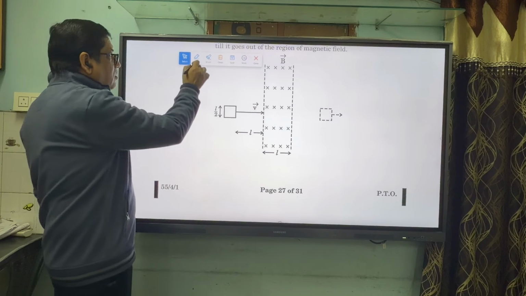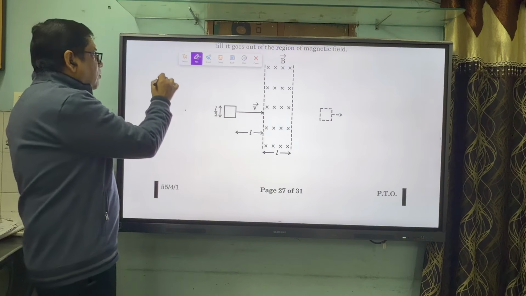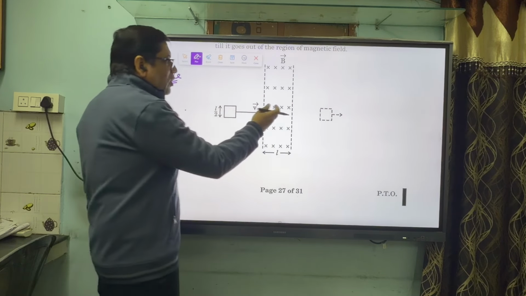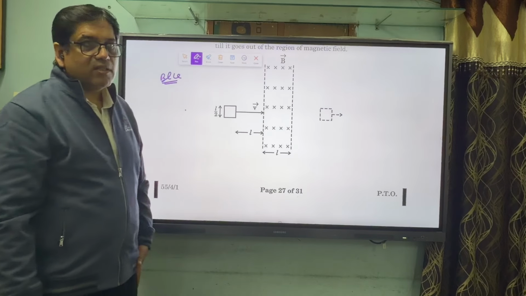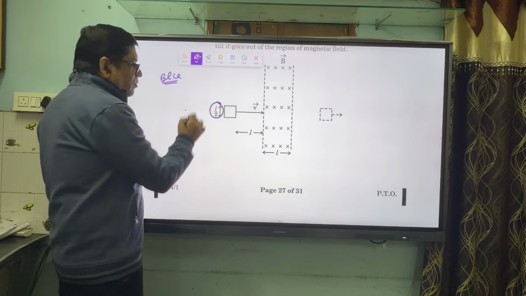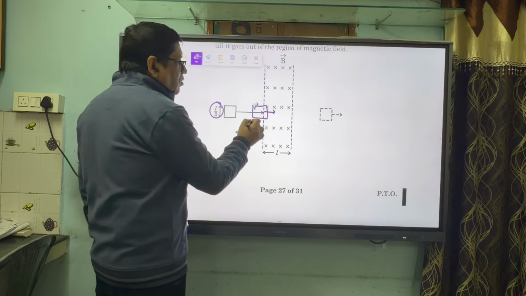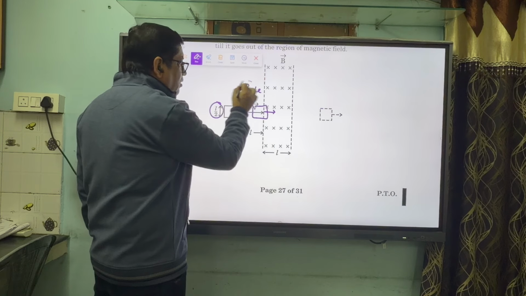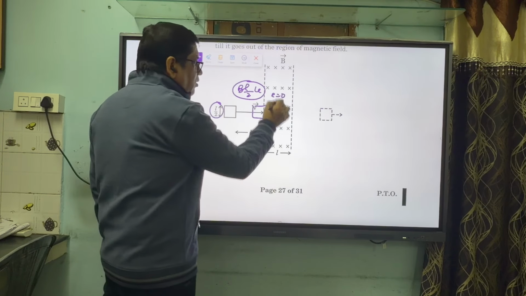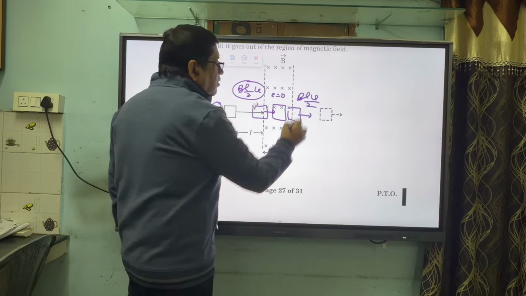Its length is alpha. We know that whenever a coil enters a magnetic field, the formula for induced EMF is BLV. When it enters, and also when it leaves, it will be BLV. The direction may differ, but in this case the length is not L, the length is L by 2. So whenever this coil is entering like this, there will be induced EMF of B L by 2 into V. Again, when it is moving inside, there will be no induced EMF, it will become 0. When it is coming out, the induced EMF will become BLV by 2.